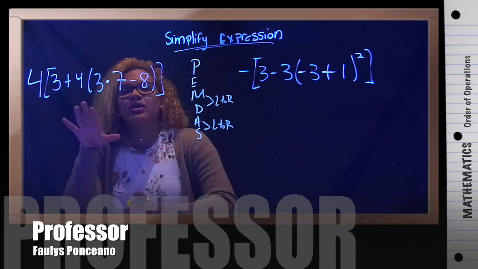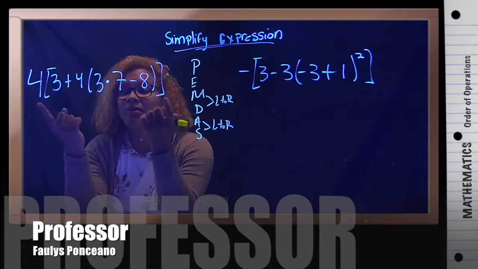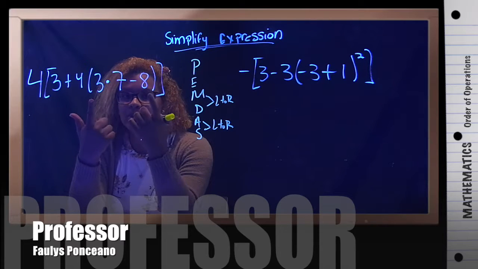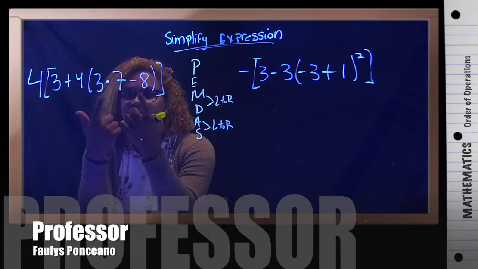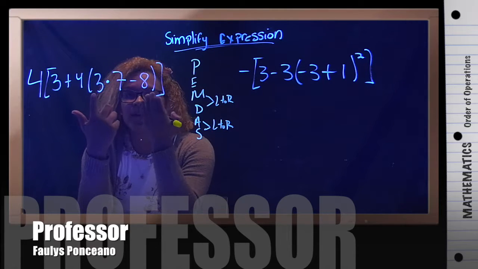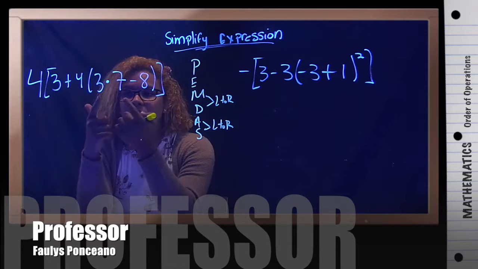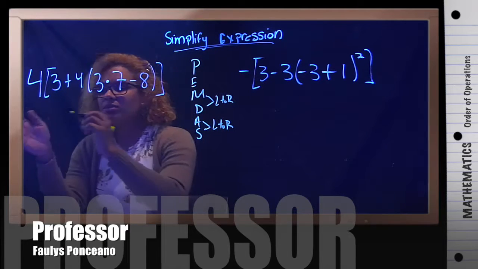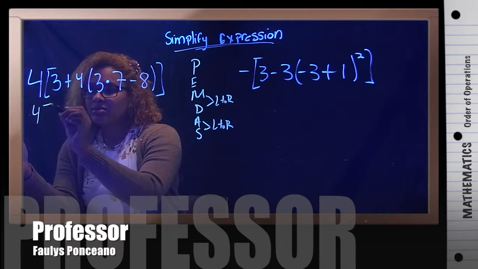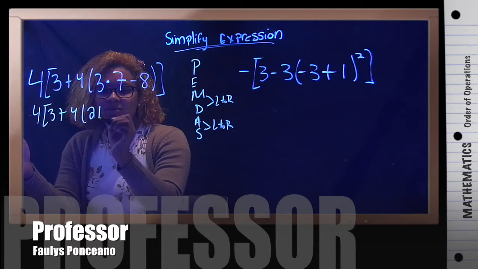So in here, I'm going to start with the parentheses. I have the brackets, then inside the brackets, I have the parentheses, and I'm going to start working in here. Now you have 3 times 7 minus 8. The first operation is going to be multiplication. So I'm going to do 3 times 7. I'm going to write down everything else. 3 times 7, I get 21 minus 8.